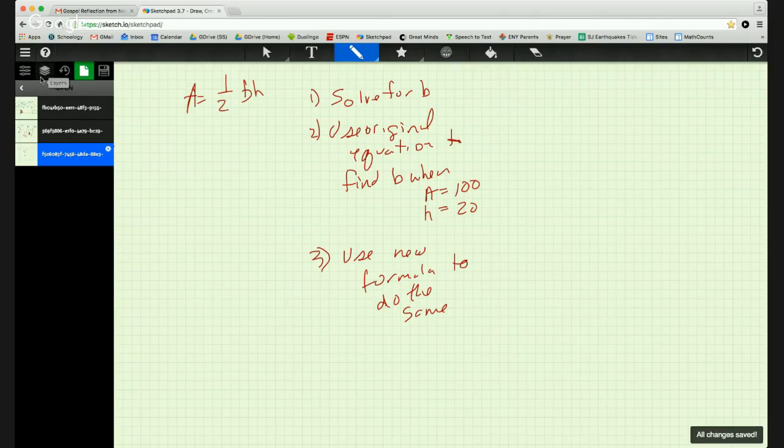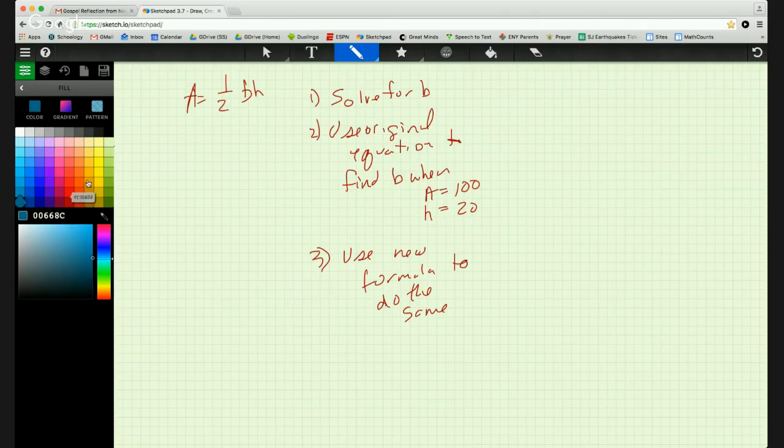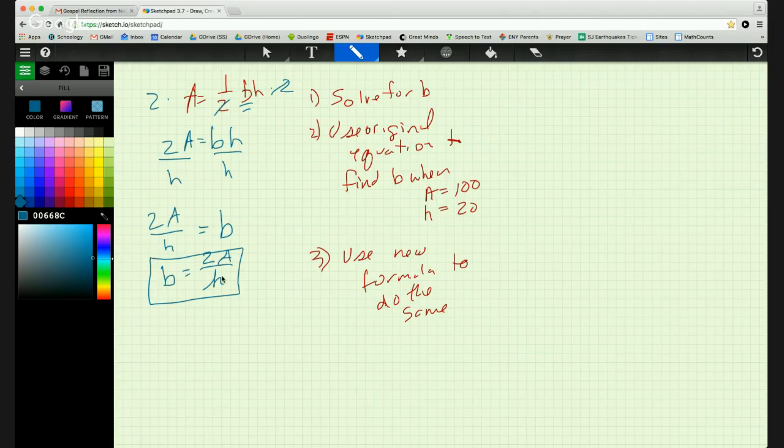All right, so let's go through this. We want to solve for B, so we want to get our numbers and our variables to the other side. The first obvious thing to do is multiply both sides by 2. So now we get 2A, and this 2 will cancel this half. So 2A equals BH. Now, to get to B, we need to just divide both sides by H, and we're there. 2A over H equals B, or B, using our reflexive property, equals 2A over H. So that's part 1.